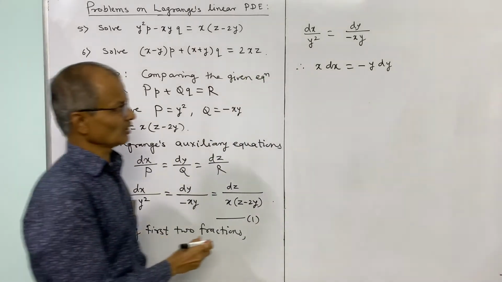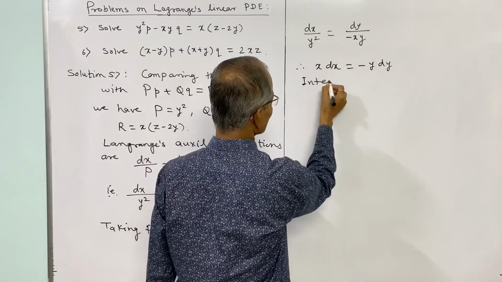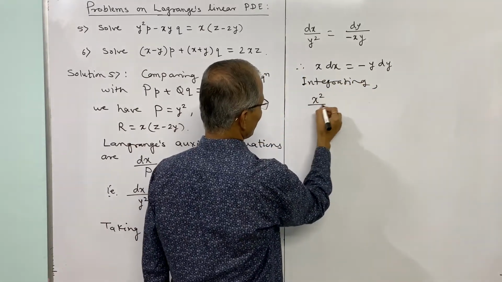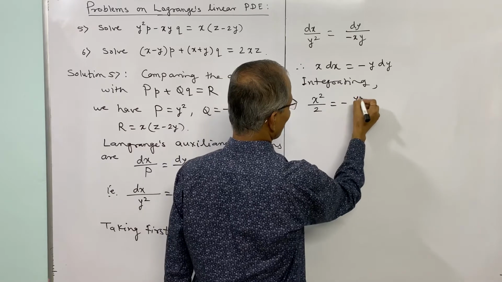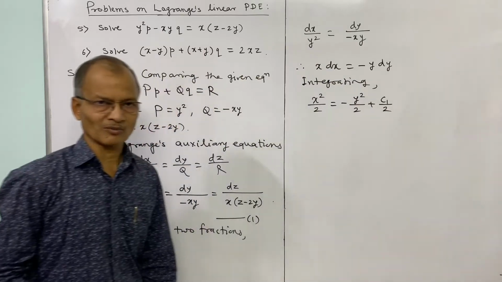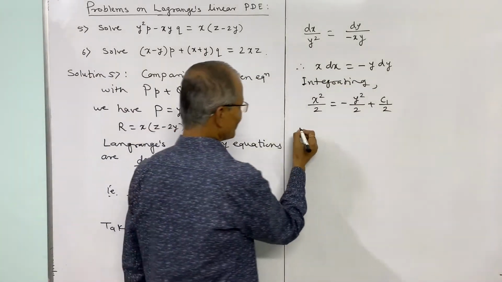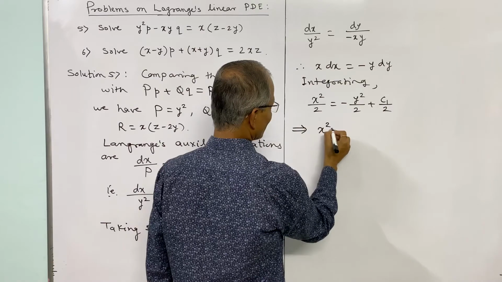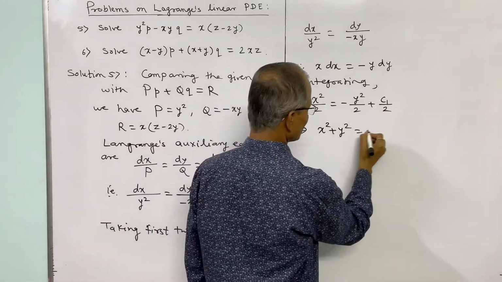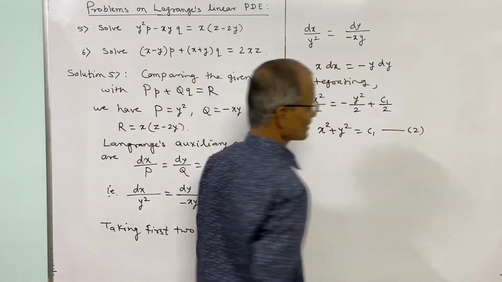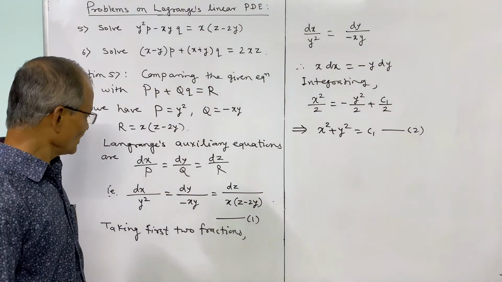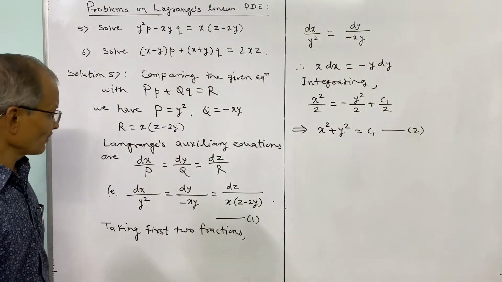That can be written on integration. Integrating, this gives integration of x, we know x square by 2 is equal to negative y square by 2 plus the constant of integration, we shall consider c1 by 2 for simplifying, and that can be written as, this implies x square plus y square, multiplying by 2 and transferring this term to the left side, is equal to c1, and we refer to this as second.